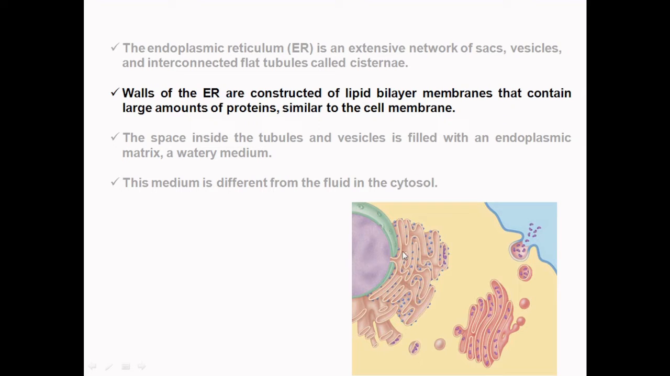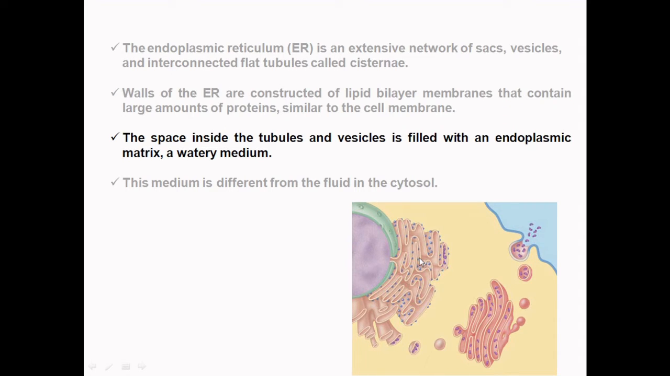That means it's more or less similar to the cell membrane, and it contains large numbers of proteins, like the cell membrane also. The space inside the tubules and vesicles is filled with endoplasmic matrix, which is a watery medium, and it is slightly different from the fluid of the cytosol.